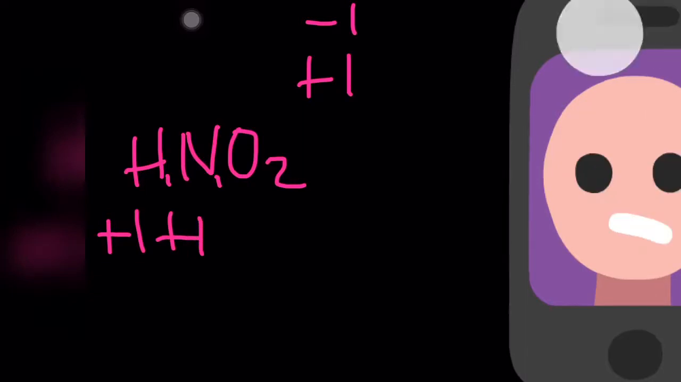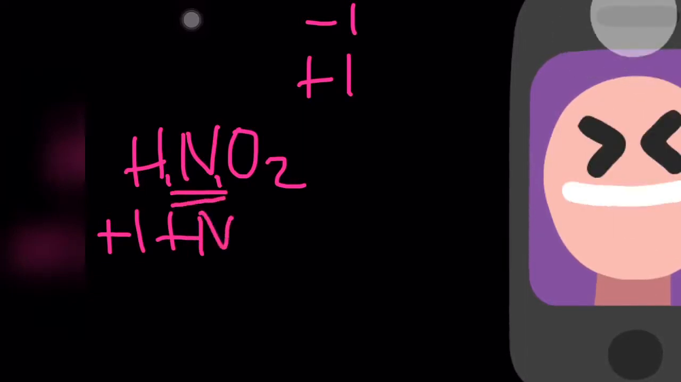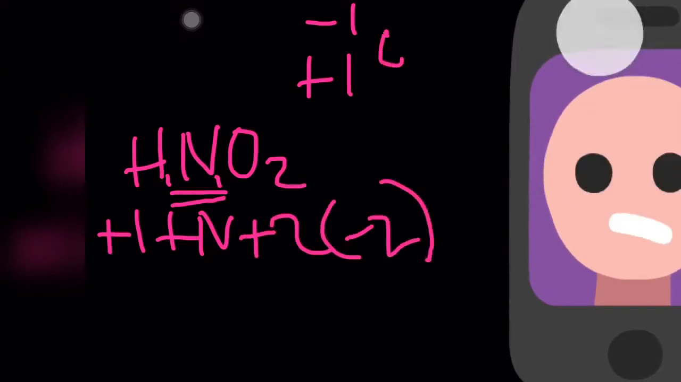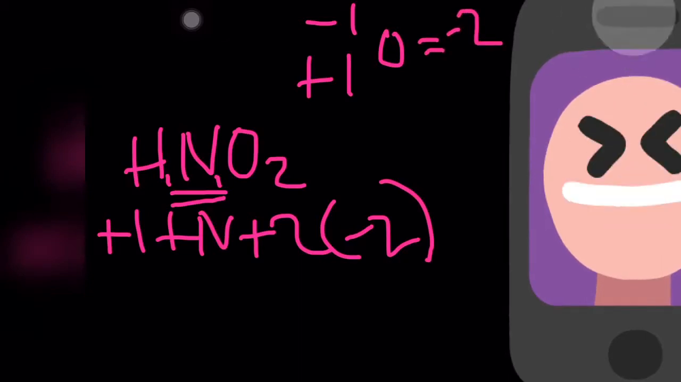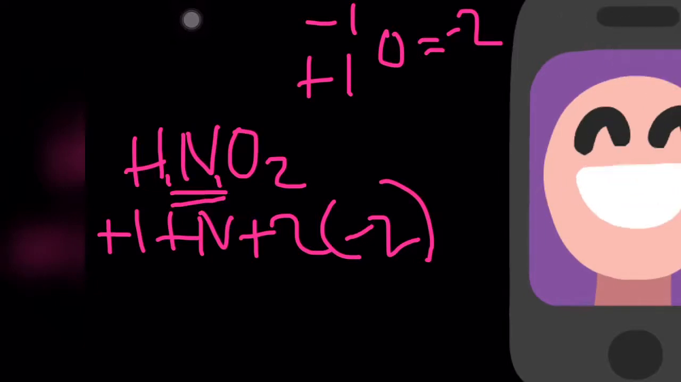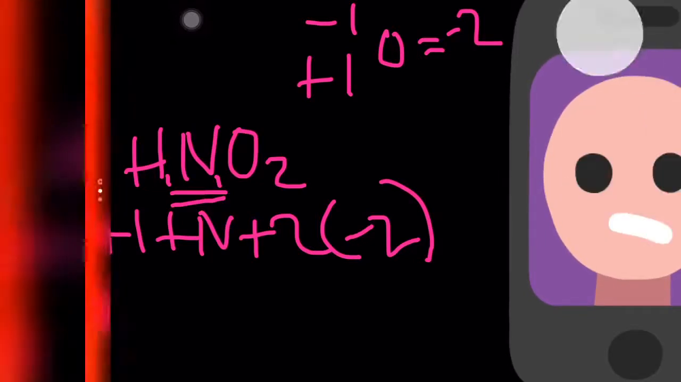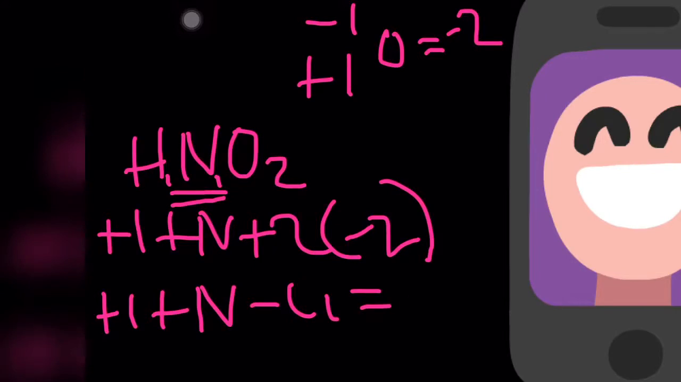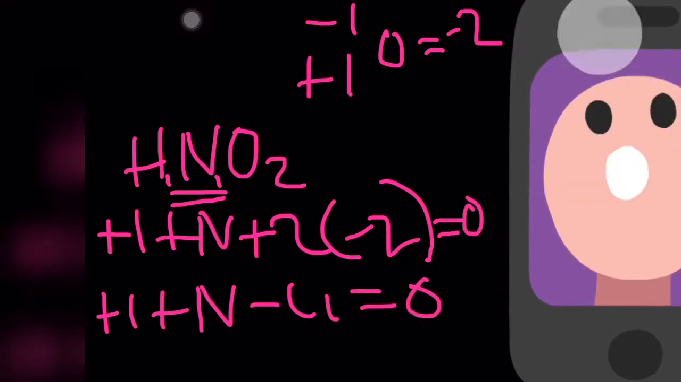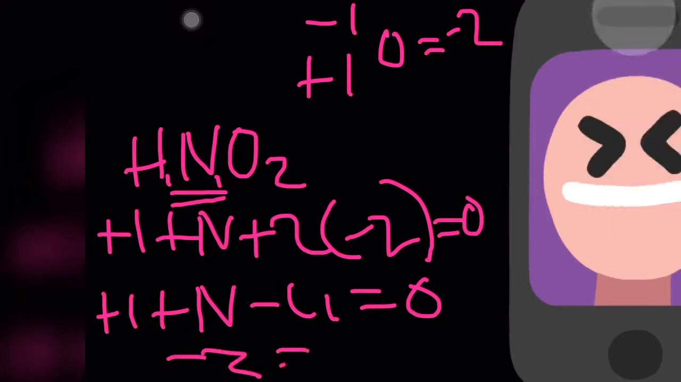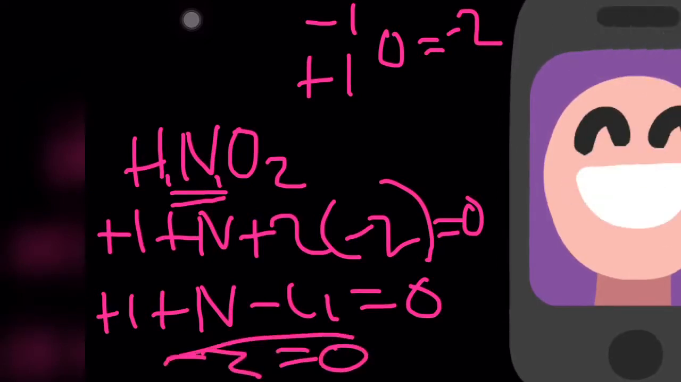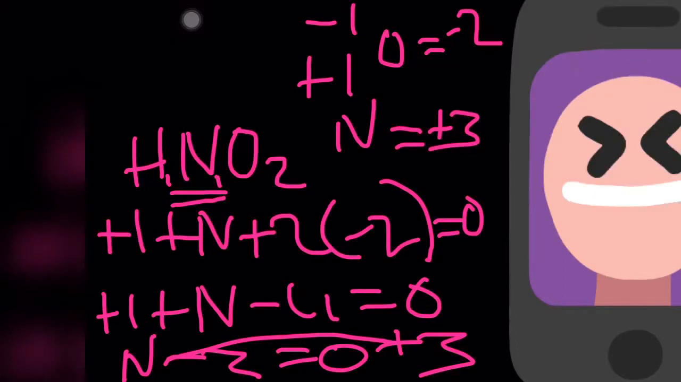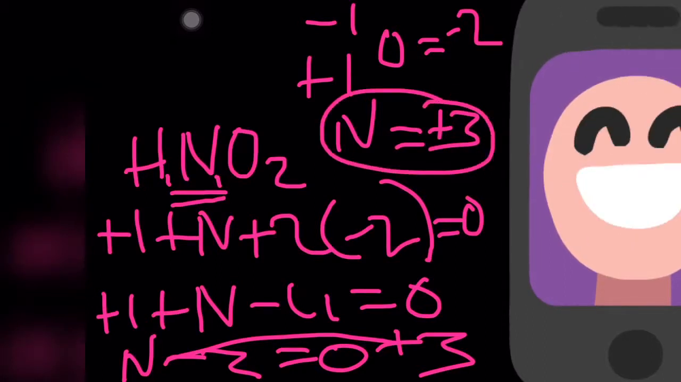So that plus N, because we are finding the oxidation state for N, which is nitrogen, plus 2 times minus 2. The oxidation state for oxygen is equal to minus 2. So if we have two atoms of oxygen, that will be 2 times minus 2. So we have plus 1 plus N minus 4 is equal to 0. So here we should equate them to 0. So we have N minus 3 is equal to 0. If we add 3 to both sides, or you transpose 3 to here, plus 3. So N is equal to plus 3. So that is the oxidation state for nitrogen at this place.